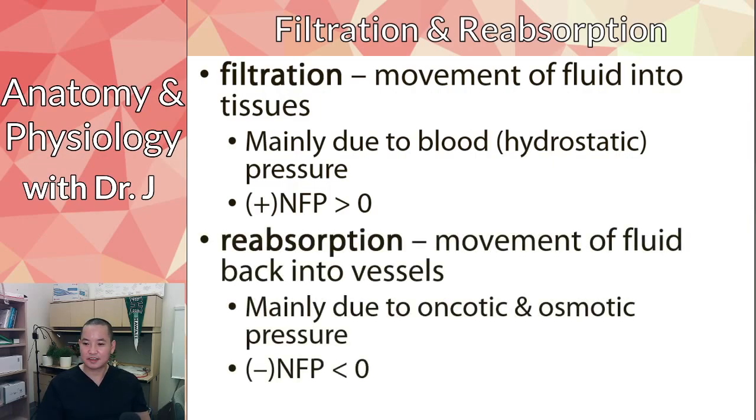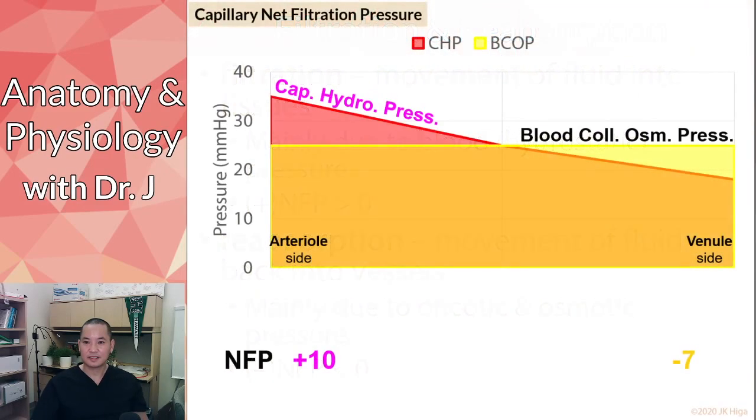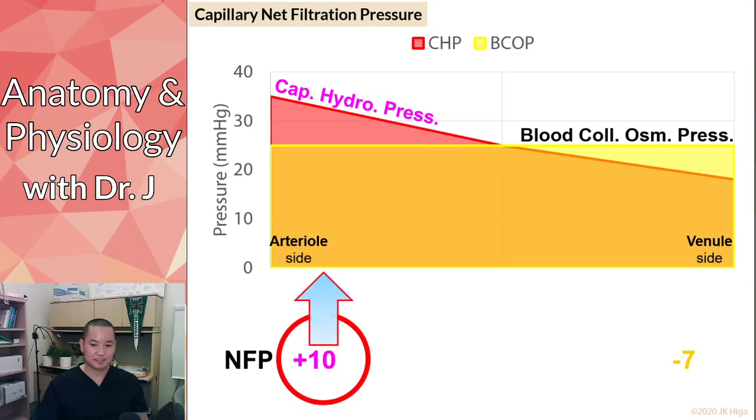So this is due to oncotic and osmotic pressure, and this is when we have negative net filtration pressure. And again, net filtration pressure is that difference between capillary hydrostatic pressure and blood colloid osmotic pressure. Near the arterial side, it's bigger, it's positive because capillary hydrostatic pressure and overall blood pressure is higher near the artery side and drops off toward the vein side.